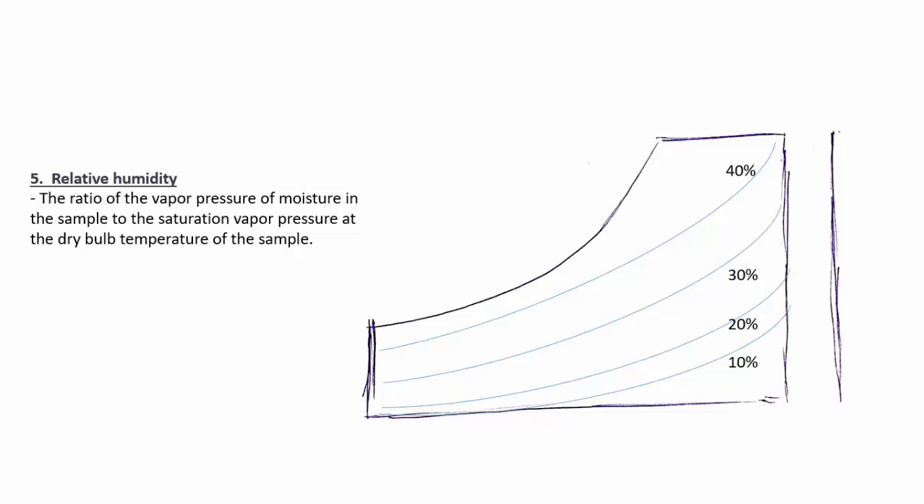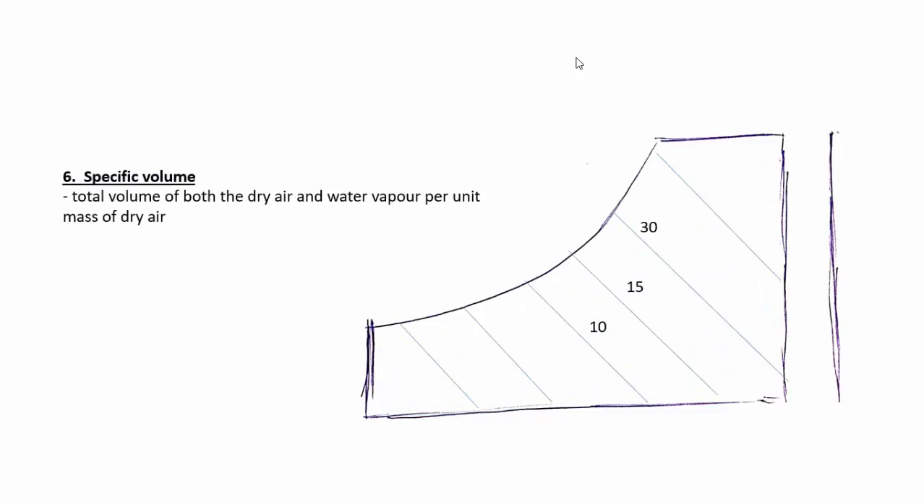Here you will find that at the saturation point, where the dry bulb temperature equals the dew point temperature, it is 100% relative humidity. And at this point here, the relative humidity will be 0%. So this is 0, and at this point it will be 100%. In between, different values of relative humidity are presented in the chart.